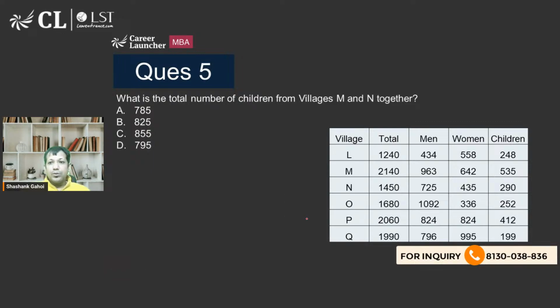Okay. So in village M, that is 535, and in village N, it is going to be close to 300. So that is a little less than 835. Which option? That is option B, directly. Right. So if you are able to approximate the values in the exam, your answer is going to be very easy. You can definitely get the answers in less than a minute.